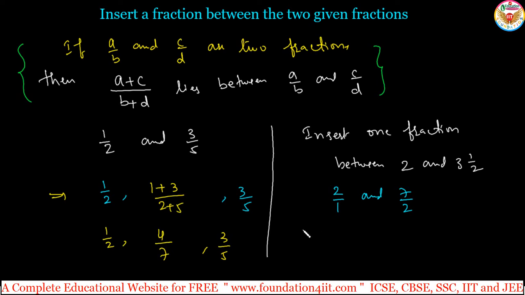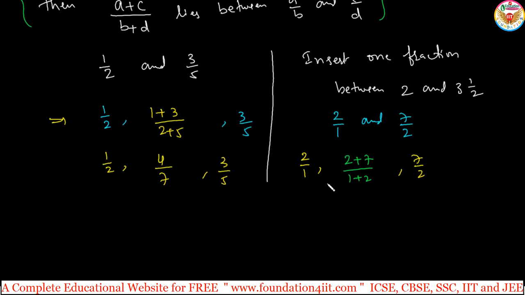So the fraction in between 2 by 1 and 7 by 2 is 2 plus 7 by 1 plus 2. Then we can simplify this. 2 plus 7 is 9, and 1 plus 2 is 3, so 9 by 3, and 7 by 2. 2 by 1 is 2, 9 by 3 is 3. And 7 by 2 is nothing but 3 and a half, 3.5. So 3 lies between 2 and 3.5.